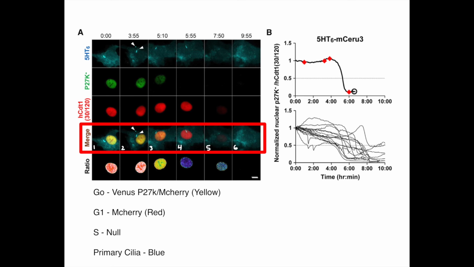In box 3, we can see the nucleus getting less yellow, more of a red-orange color, indicating entry into the G1 phase. And in box 4, we can see the entire nucleus is red, indicating the cell is now in G1. And in boxes 5 and 6, we can see that the cell has entered S phase.